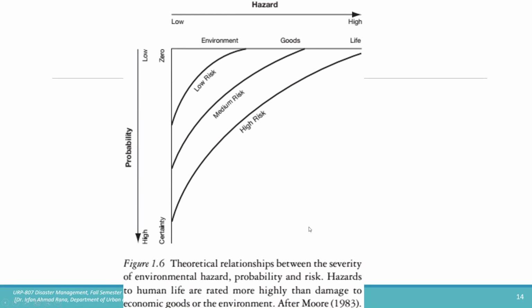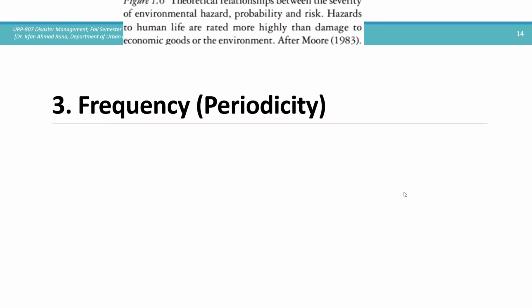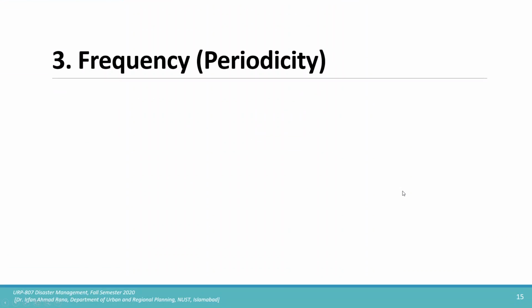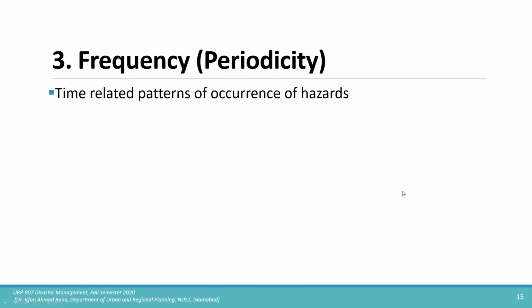So the higher the probability, there is a relationship between severity of hazard and the risk. Hazard has a direct relationship with risk as well. And when we include probability and hazard, we might have a method to assess risk to certain disasters. Another is frequency, how frequent it is.